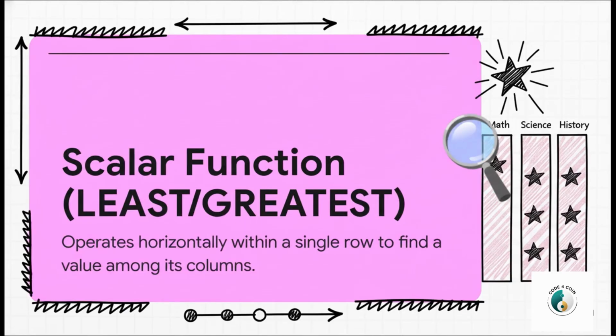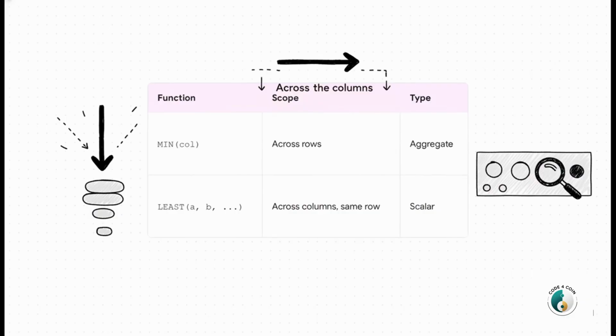Scalar functions, on the other hand, they work horizontally. They stay inside one single row and look across the different columns to find an answer. For instance, imagine trying to find the best score for one student across their math, science, and history tests. You're looking left and right, not up and down. So let's just nail this down. MIN goes down, across the rows. That's an aggregate function. LEAST goes across, within a single row. That's a scalar function. Getting this vertical versus horizontal idea straight is so important for making sure you get the answers you're actually looking for.